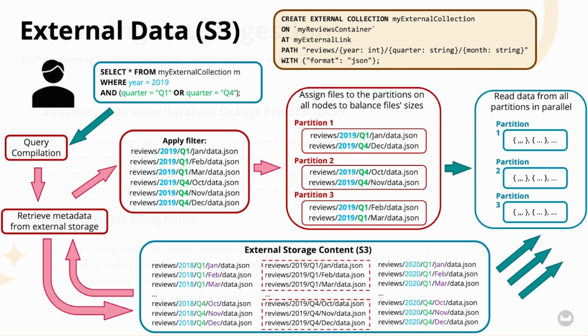How does that work? Well, when that query is compiled, Columnar will go and ask the external storage to tell it the metadata, basically the structure. What's the structure you've got? What data do you have out there? What files do you have? And so it will go out and get a list of the files that are stored at that external location.